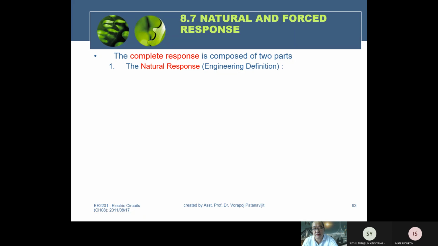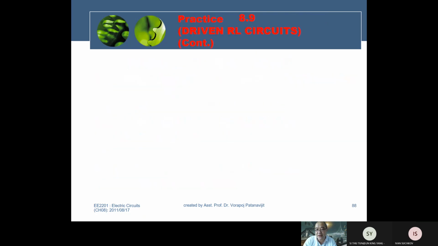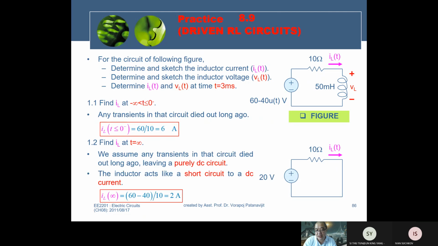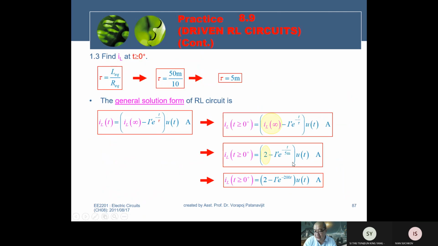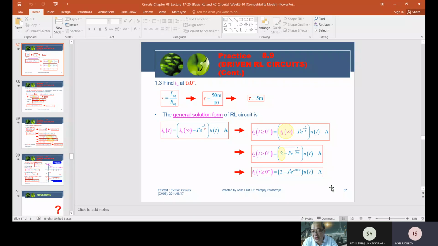The natural response and the forced response. The complete response is composed of two parts: the natural response and the forced response. In the previous solution, you can see that. Can you see the slide? Yes, you can see the slide.